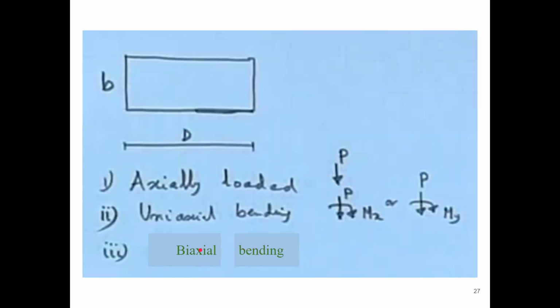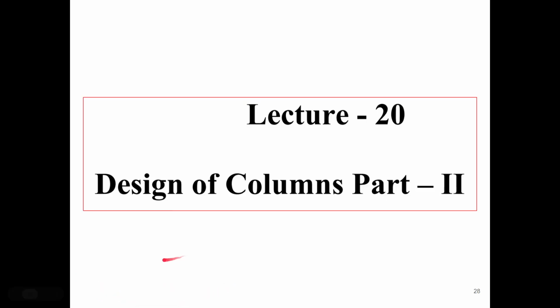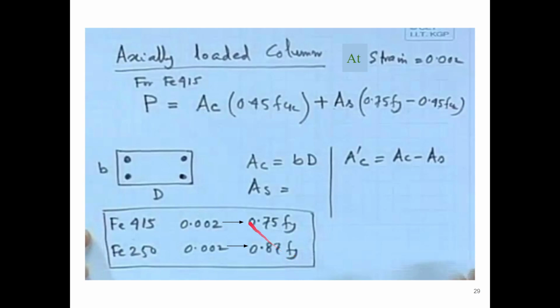Okay, so that we have to take into account, and that's why there can be these three cases in columns. One, it can be axially loaded, that is axial compression. Second, it can be uniaxial bending, so only one component of moment is acting, in one direction, on one axis basically. And thirdly, it can be biaxial bending, that is both are acting together. Okay, so these are the three cases that can happen in a column.